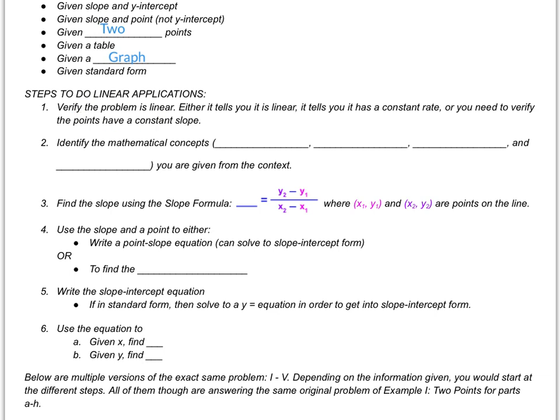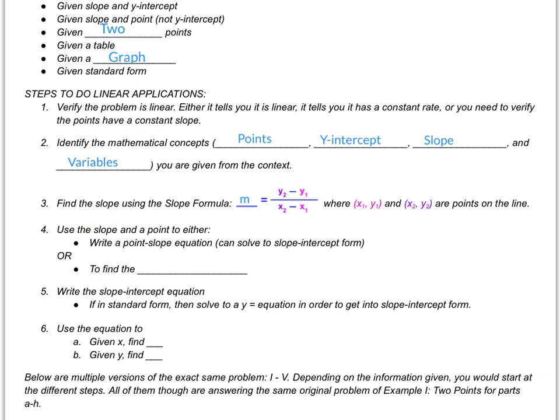Once you know it's linear, try to identify the mathematical concepts, such as points. Maybe one of those points is actually the y-intercept, the slope, and any variables. That's what you're trying to find. Once you know your points, y-intercept, or slope, and what you're trying to find, which is your variables, then you want to try to find the slope. You may need to use the slope formula. Remember, the slope formula, our letter we use is m, which is equal to y2 minus y1 over x2 minus x1, where x1, y1 and x2, y2 are points on the line.